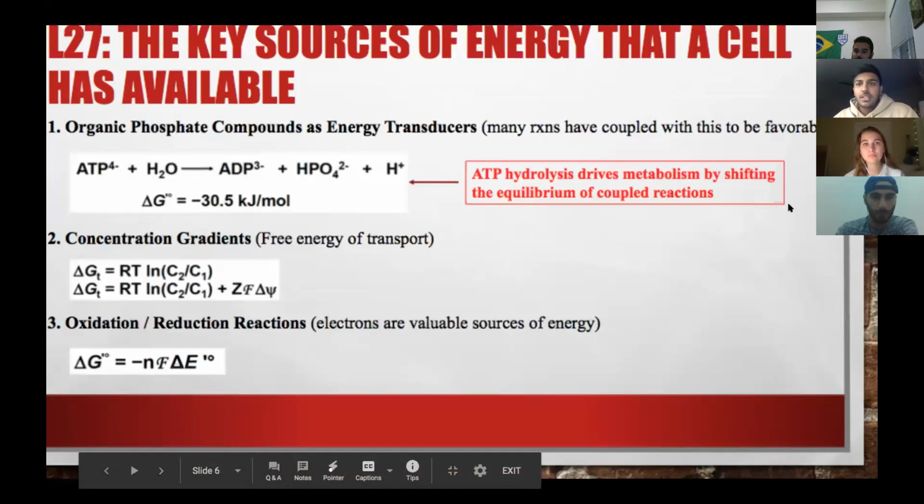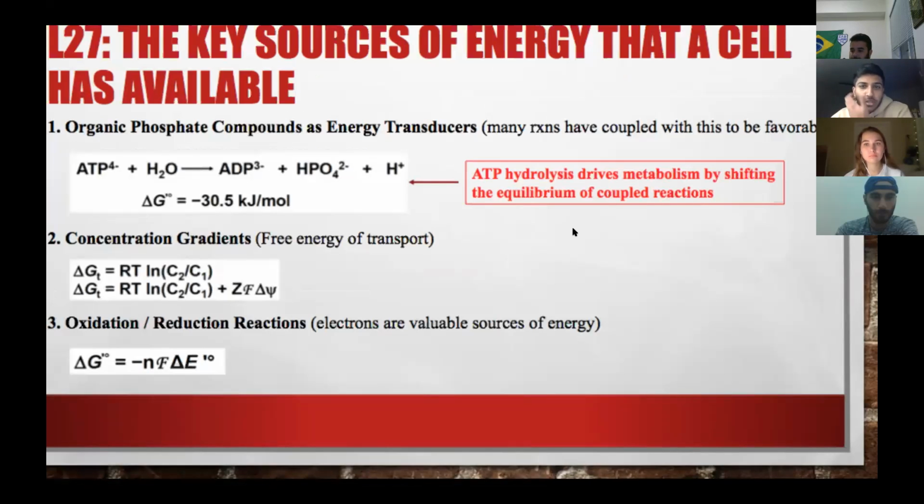In terms of the key sources of energy, we'll typically see ATP hydrolysis as a main factor for driving the reactions, right? It imparts a large amount of free energy that can be used to drive these reactions. I'm pretty sure you guys are not responsible for knowing the formulas for calculations for concentration gradients and stuff like that. But just know that concentration gradients are a free energy of transport. Also, one of the major things you see in the electron transport chain is that the electrons, in the form of those reduced carriers, are used as valuable sources of energy.